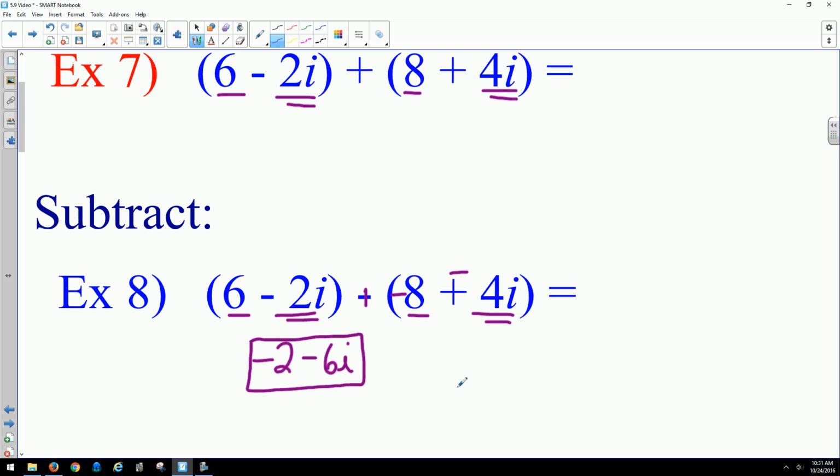And that's the standard form for complex numbers. The standard form is a plus bi, where a and b are integers. Or I shouldn't even say that. Or it could be real numbers.